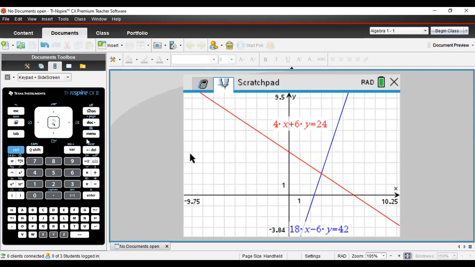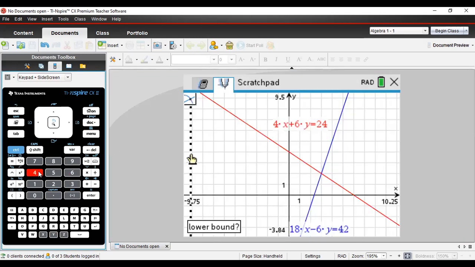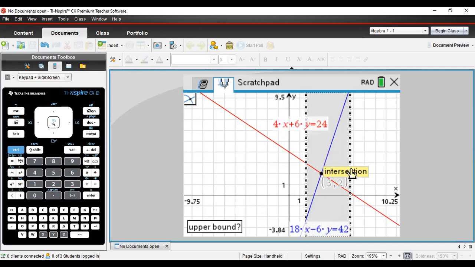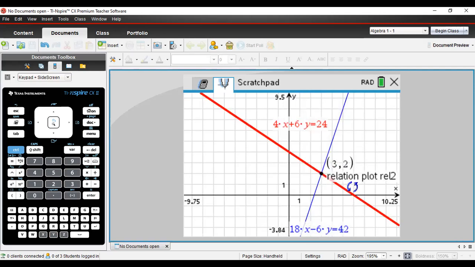Let's find the intersection. Menu 64, start to the left, pull it to the right. 3, 2. Hey, that's our answer. That's the one. It has the same solution. So that's our choice. Guys, that's all you really have to do. The only thing that you need to know for system of equations is how to graph relations and how to find the intersection.